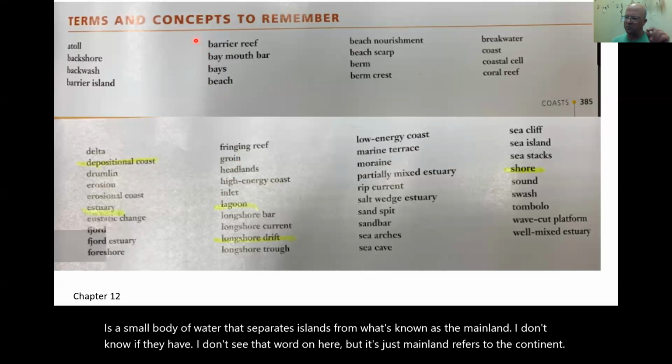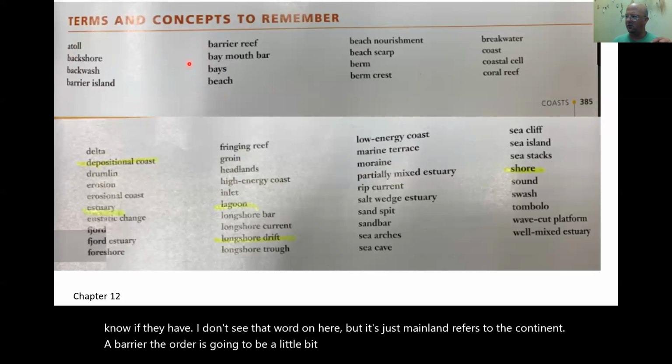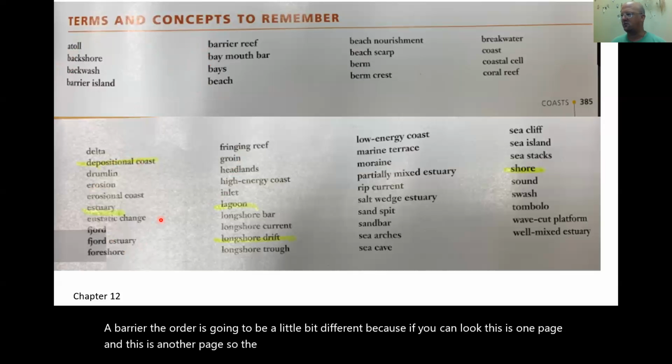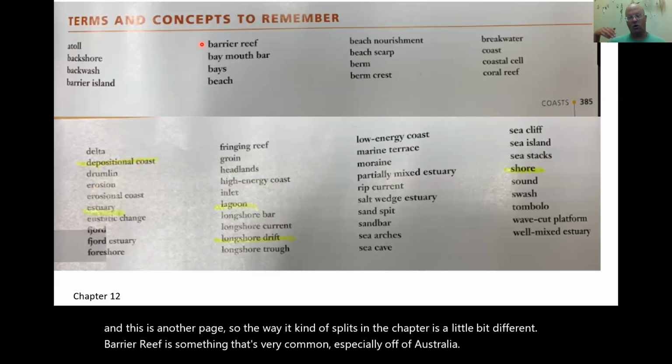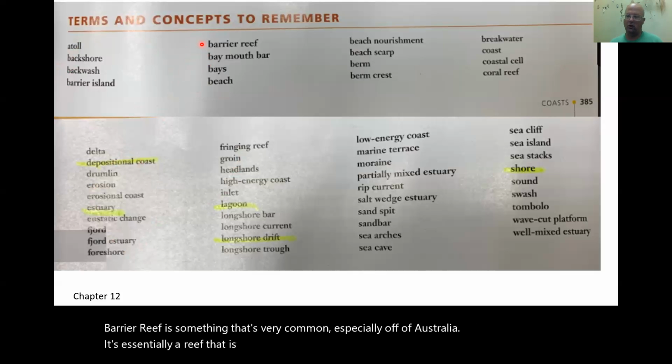The order is going to be a little bit different, because this is one page and this is another page, so the way it splits in the chapter is a little different. Barrier reef is something that's very common, especially off of Australia. It's essentially a reef that is offshore and acts as a barrier.